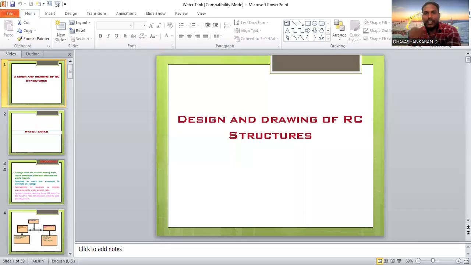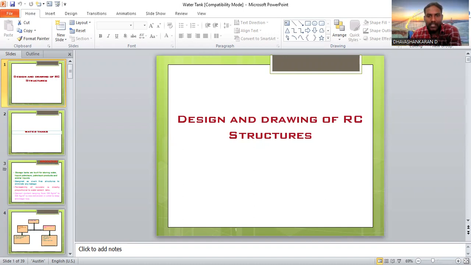So today my topic is design and drawing of RC structure. This design and drawing of RC structure is based on the storage structure. A storage structure is a liquid storage structure. Here I have the water tank for the discussion of liquid storage structure. I have discussed it in the water tank.